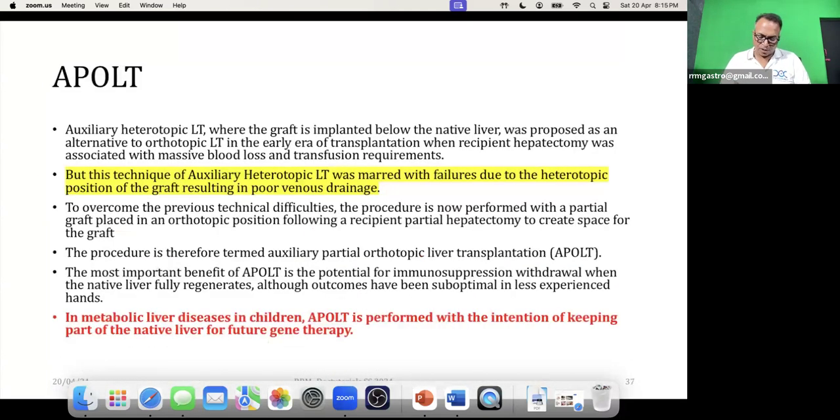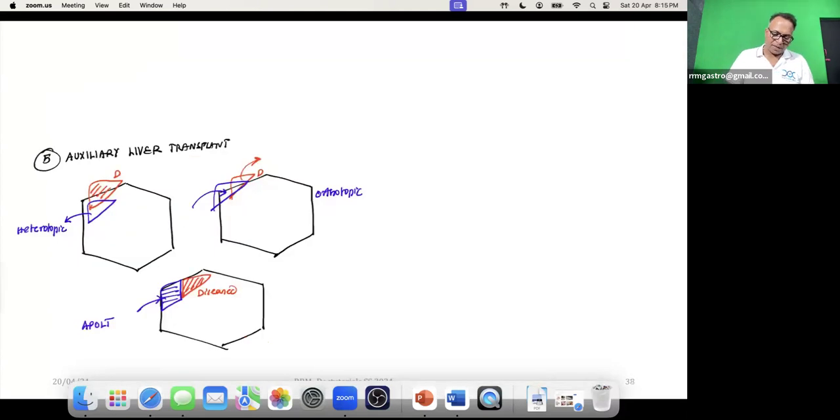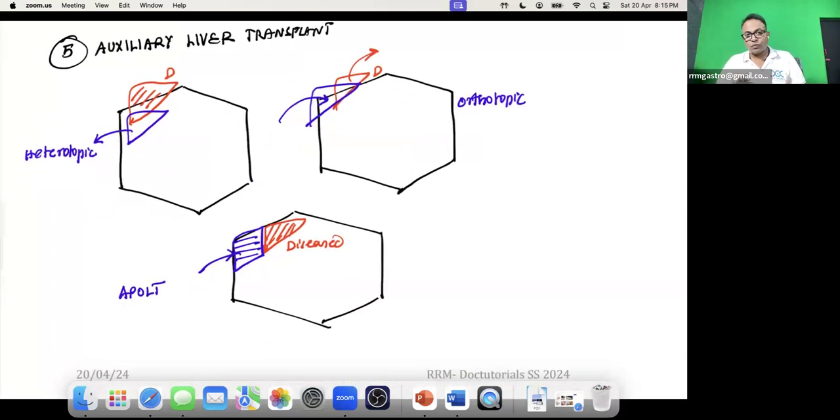Please understand this concept as explained in this picture. The first picture is heterotopic, kept below the diseased liver. The second picture is removing the diseased liver and keeping a new liver, orthotopic. The third picture is auxiliary partial orthotopic liver transplant. Stop immunosuppression once the diseased liver recovers.